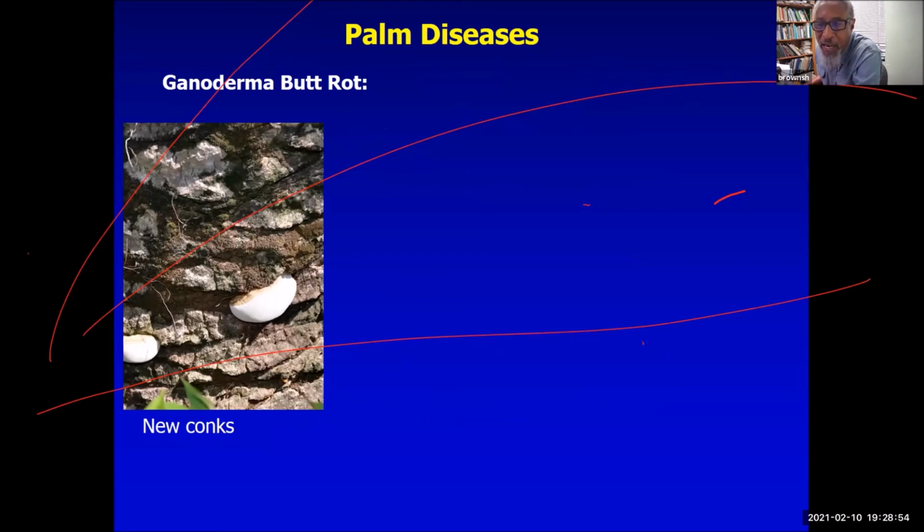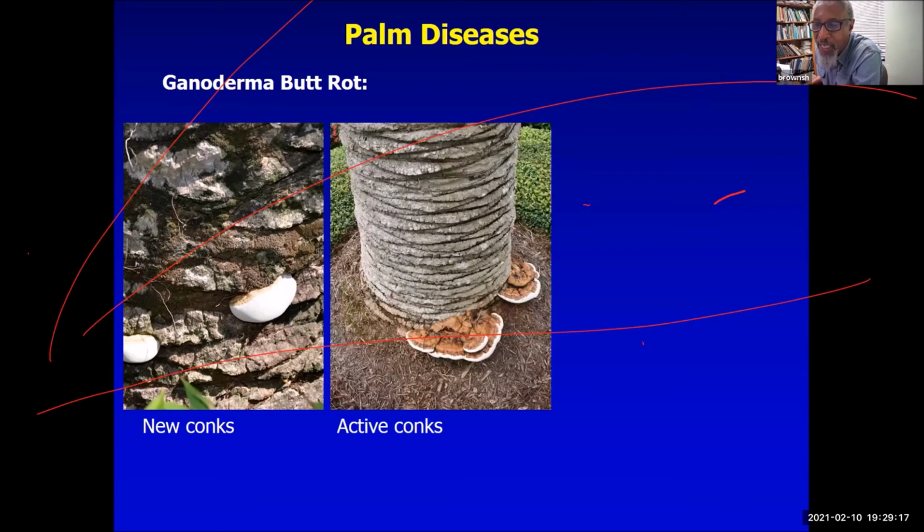So what we're seeing here is Ganoderma, which is a fungal disease. It feeds on living tissues, and the living tissues are inside the palm, and it will be feeding for a couple of years. Finally, it breaks out and has to reproduce. So how does it reproduce? Well, you're looking at it right here. It produces these conks. These are active conks on the bottom of a Canary Island date palm. Canary Island, Bismarck, Washingtonian, they're just plagued sometimes with Ganoderma butt rot.